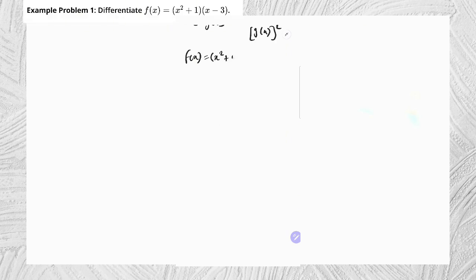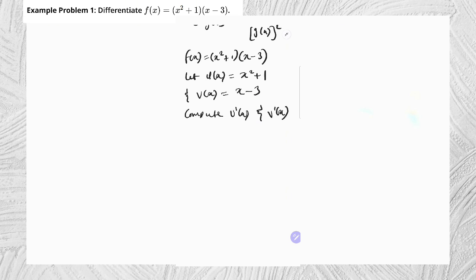So in this question, we're asked to differentiate f of x is equal to x squared plus 1 multiplied by x minus 3. So first of all, we're going to let u of x equals x squared plus 1 and let v of x equals x minus 3. And we need to compute our u of x differentiated and v of x differentiated. So when you differentiate u of x, you get 2x, and when you differentiate v of x, you get 1. Because when you differentiate x squared plus 1, 2 times x will give you 2x, 2 minus 1 will give you 1, plus 1 will give you 0, differentiate x, that's 1, differentiate minus 3, that's 0.